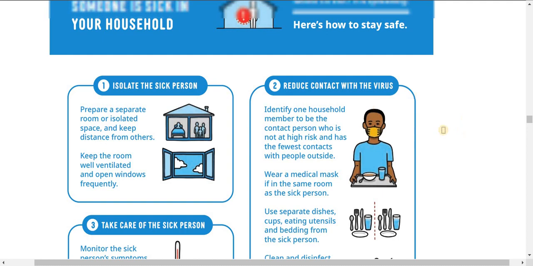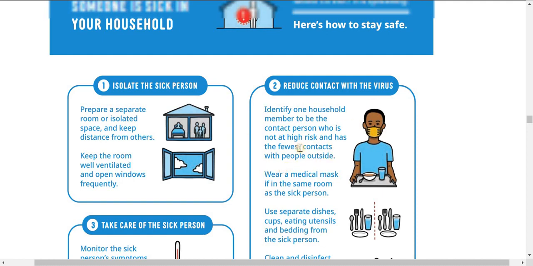Now, the next precaution is reduce contact with the virus. Try to reduce contact with the virus, which means we should try to protect ourselves from being infected or contaminated by the virus. Identify one household member to be the contact person who is not at high risk and has the fewest contacts with people outside.